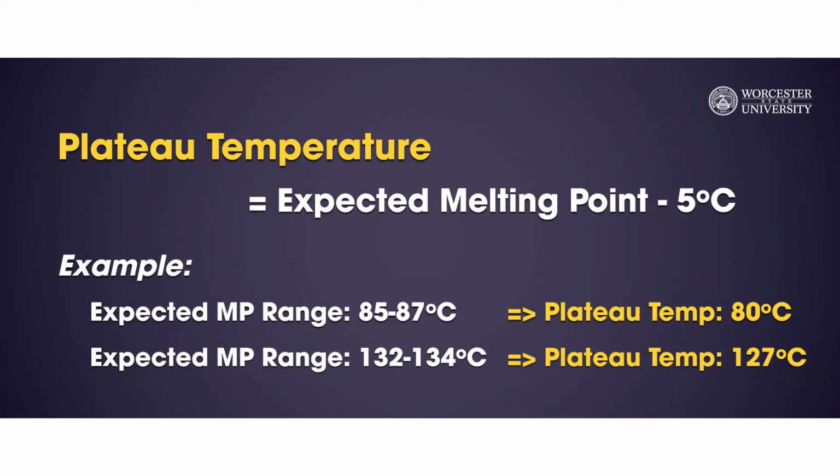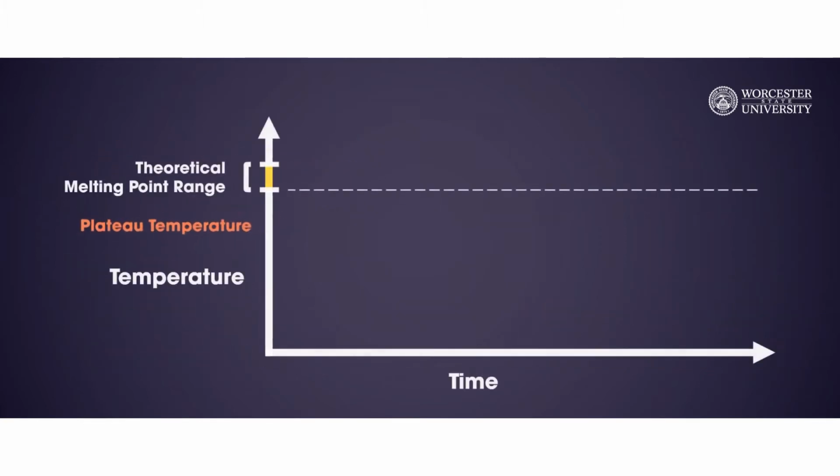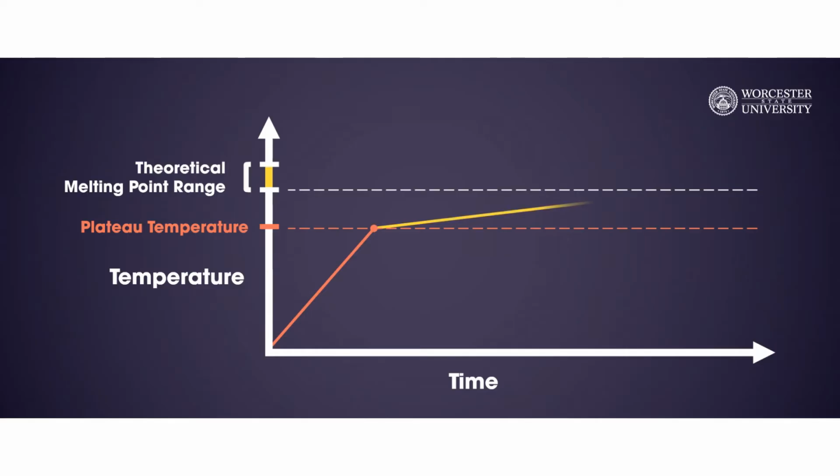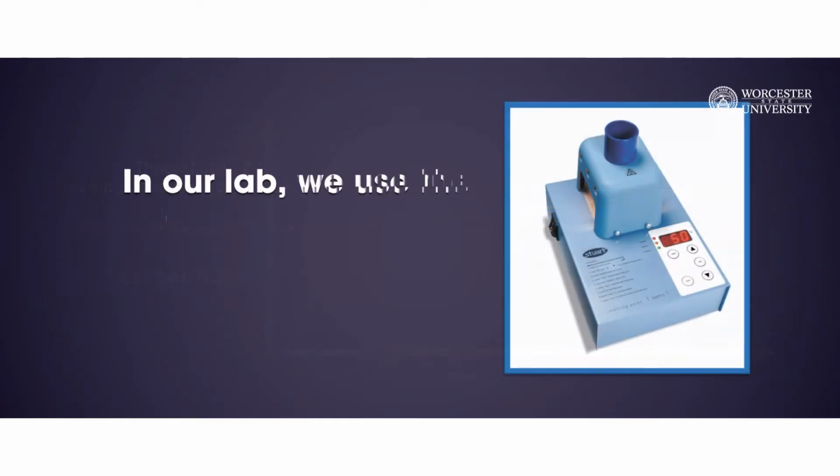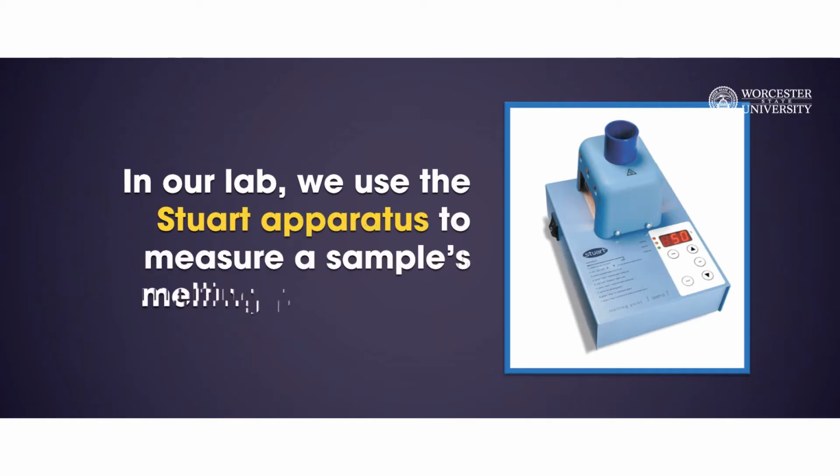So what can you do with this? You can heat the material quickly to the plateau temperature, which will substantially reduce the waiting time. Then, at the plateau temperature, you can heat up at a significantly slower rate, at around 1 to 2 degrees Celsius per minute, to obtain an accurate reading of the melting point range. Our lab uses the Stewart apparatus to measure a sample's melting point range. Here, we will show you the steps of taking the melting point range of a known sample using this apparatus.